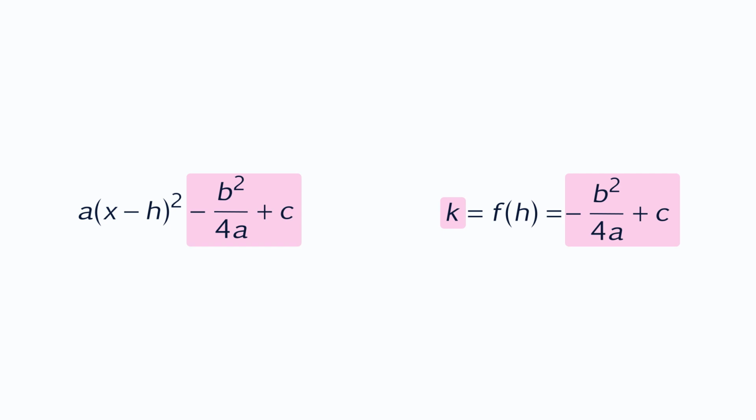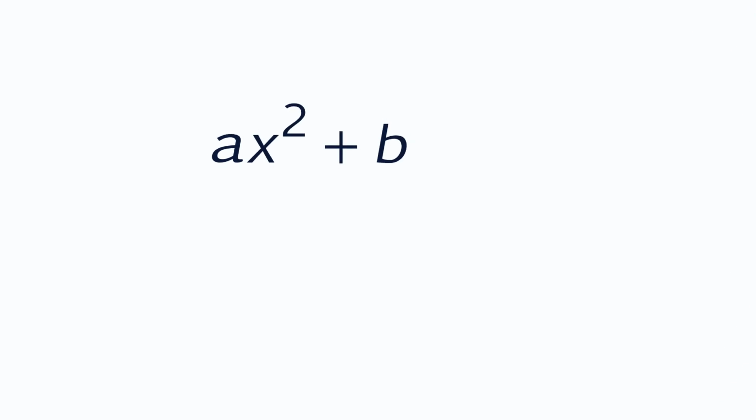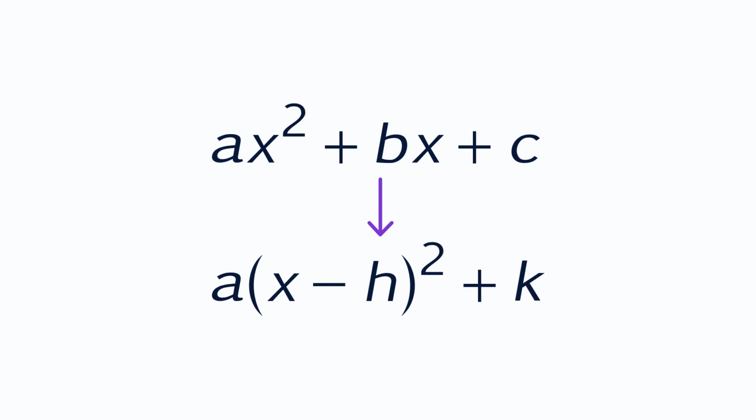So you replace them with k, like this. A times the quantity x minus h squared plus k. Congratulations! You've just shown how to find the vertex form of a quadratic function.